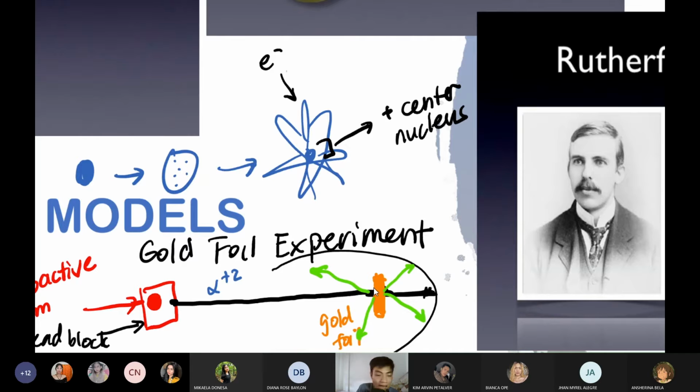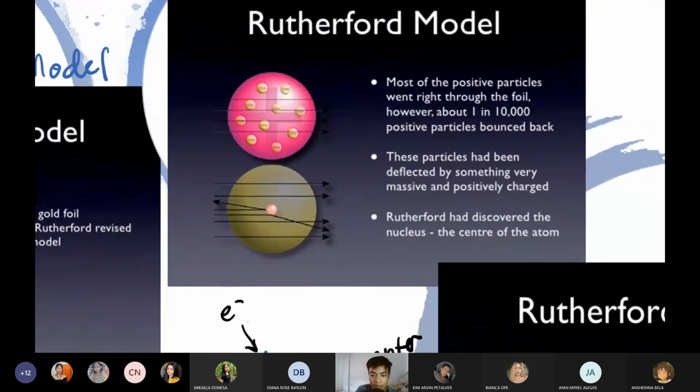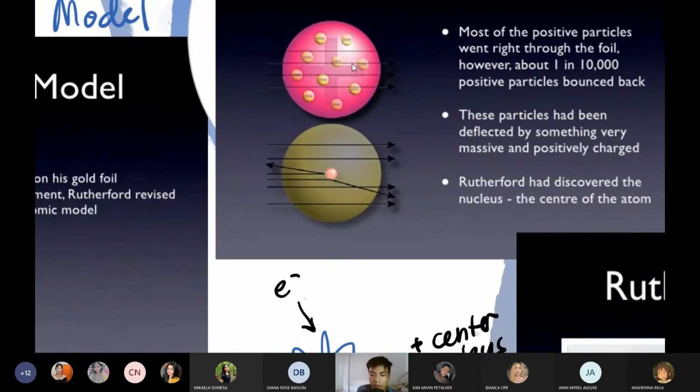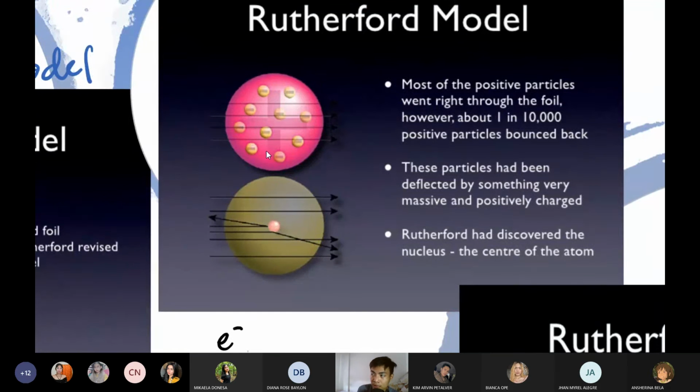Nung tumama siya sa atoms ng gold, may natamaan siyang positive din. That caused it to bounce back. Okay? And if madikit lang siya dun sa positively charged particle dito sa gold atoms, pwede din siya mag-deflect. Okay? So ang cause ng deflection and yung pag-bounce back ng mga rays ay yung positive din sa gitna ng atoms. Okay? So kumbaga, sabi nila, yung atoms hindi lang siya ganyan. Okay? So hindi lang siya ganito.